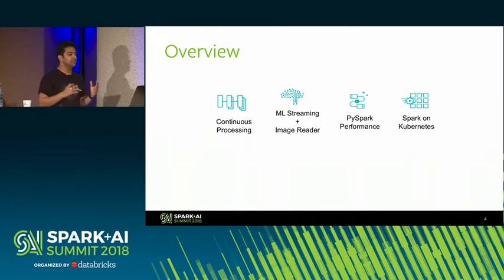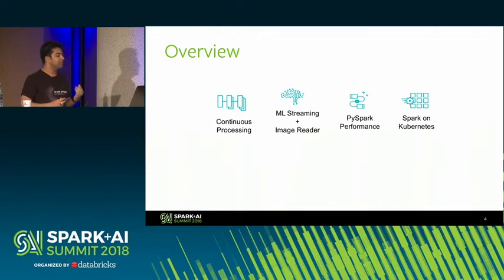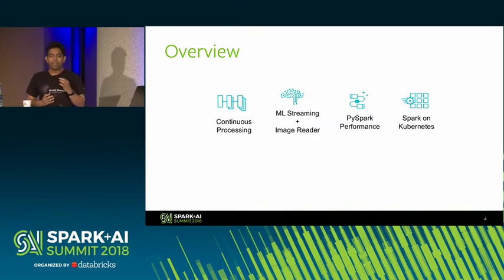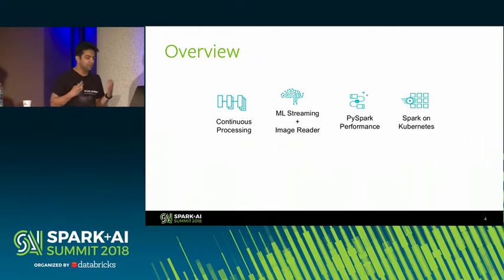While there are so many things, in this talk today, I'm going to talk about 4 major features. First, I'll talk about continuous processing, which is probably the most interesting thing that went into Spark 2.3. Then I'll talk about streaming machine learning, which combines streaming and machine learning into a single API, and along with that, the image reader format that shipped as part of 2.3. Then I'll talk about PySpark performance, which speeds up UDFs in Python and would immensely benefit data scientists who rely on these UDFs. And finally, I'll talk about the Spark on Kubernetes effort, the new scheduler backend that was shipped as part of Spark 2.3.